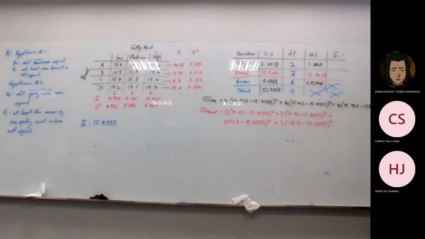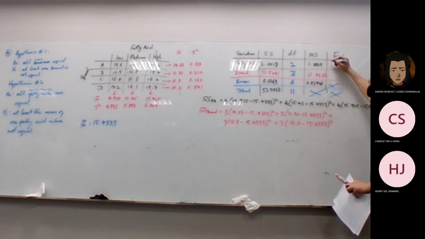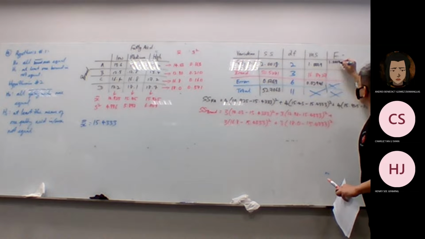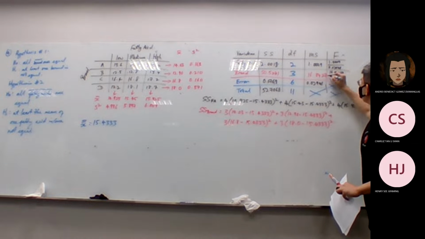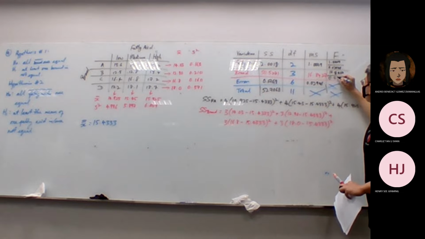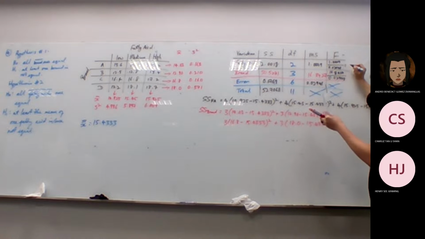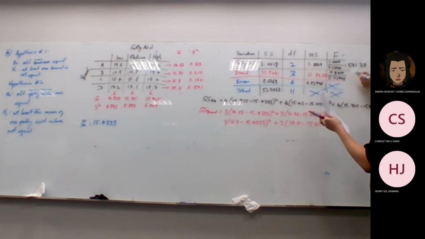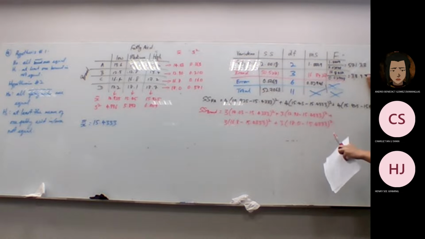0.02948. Then what you have here is you just take the mean sum of square divided by the error. 1.0009 divided by 0.02948. Here is 16.8427 divided by 0.02948. So here you get 571.33, and here is 33.95.